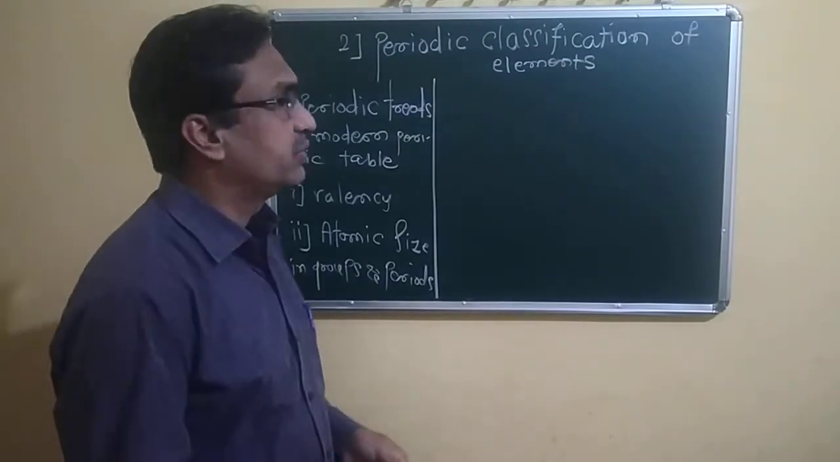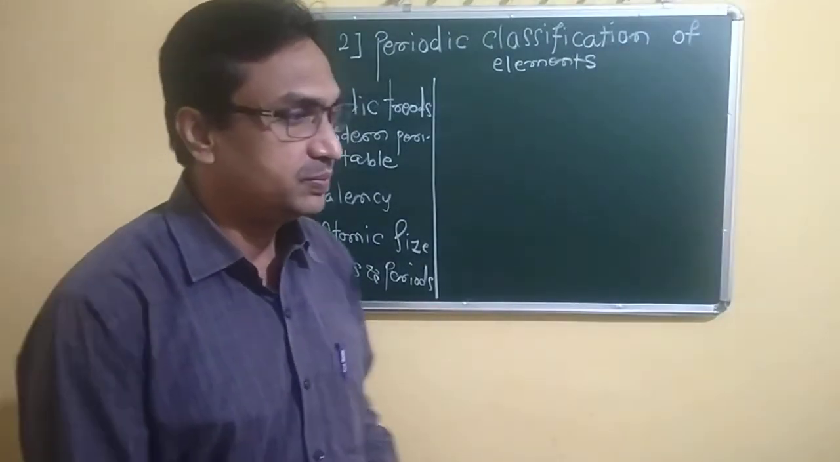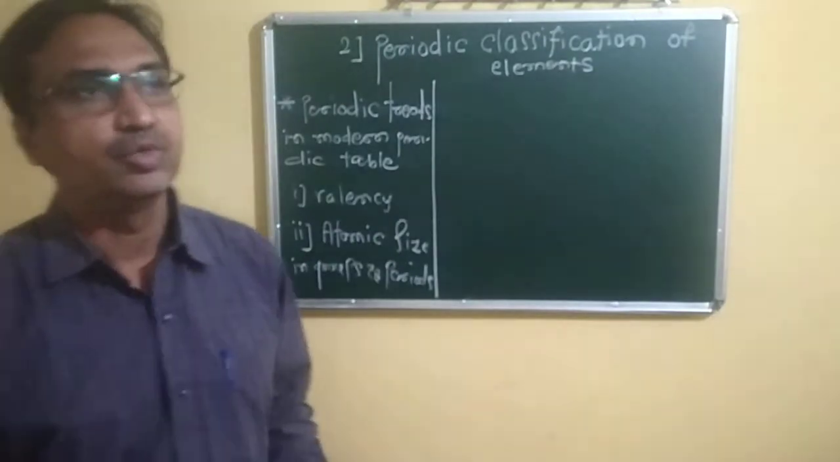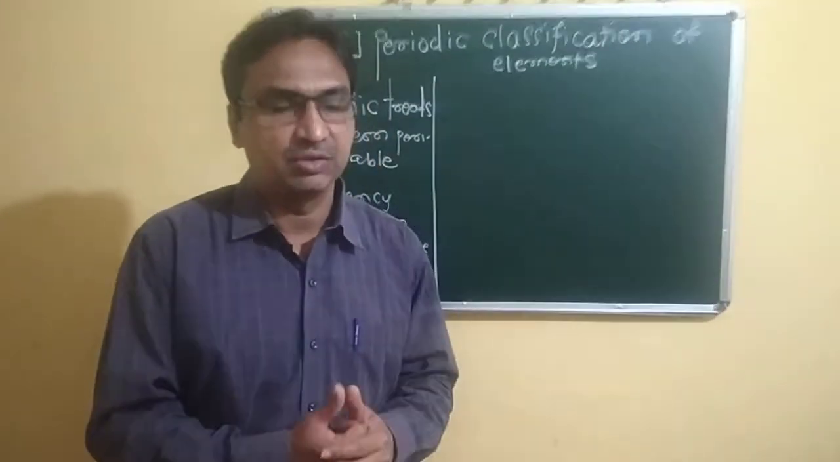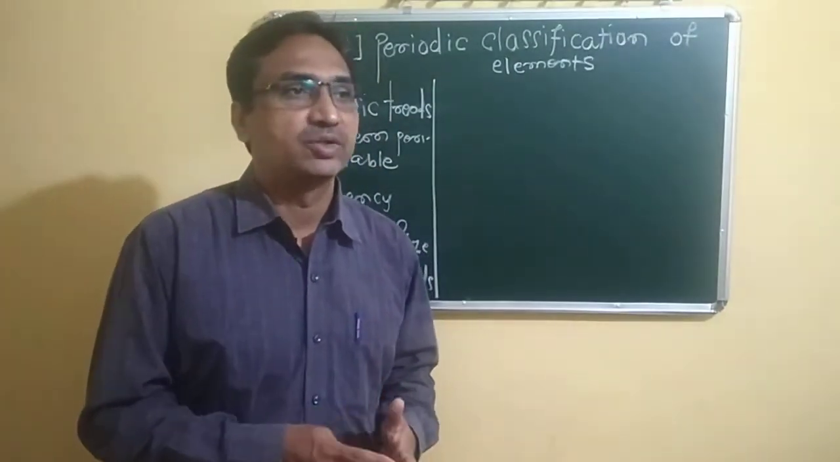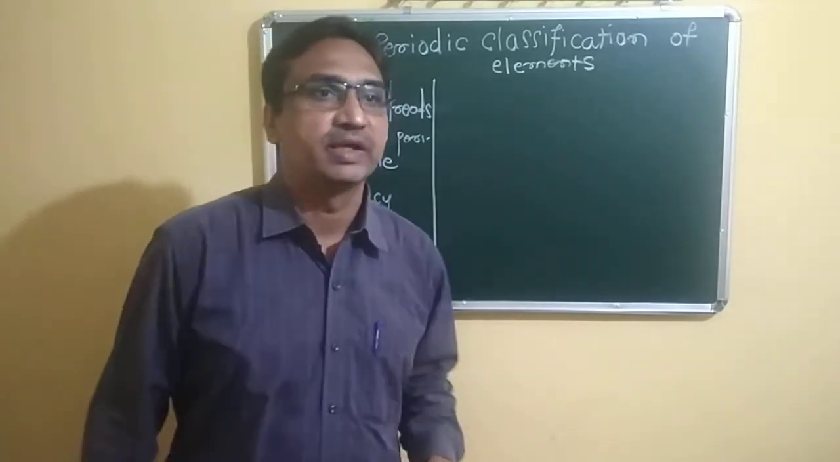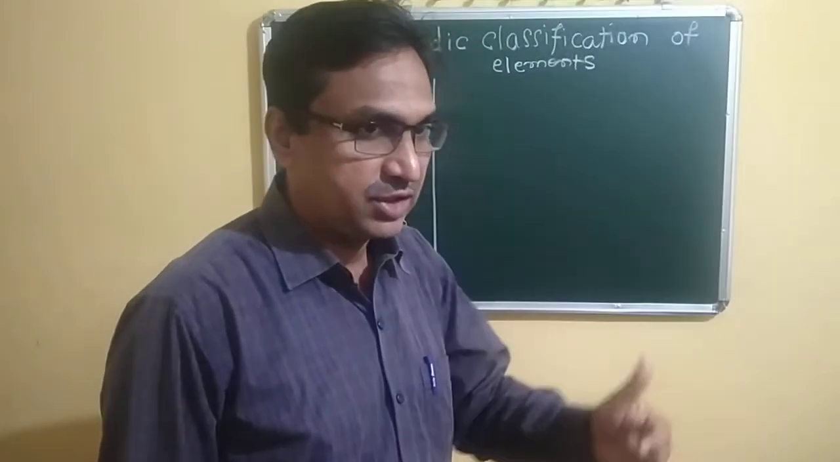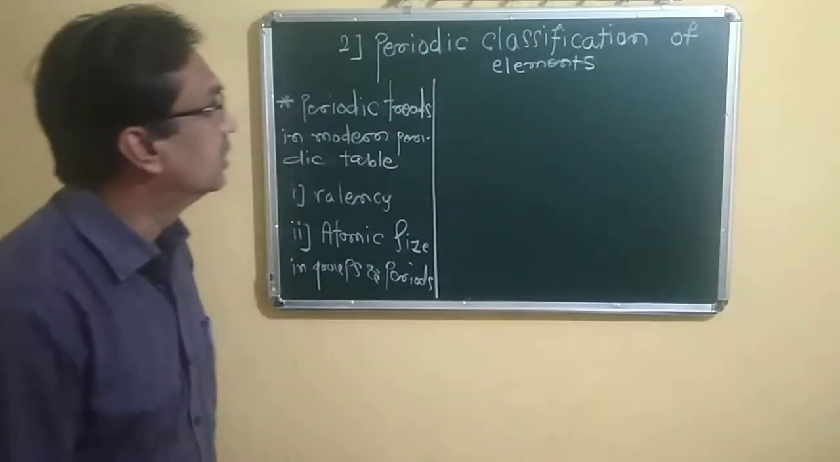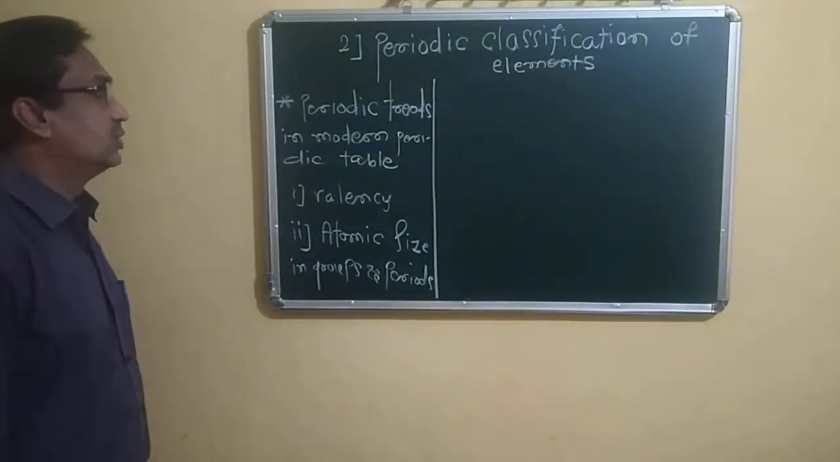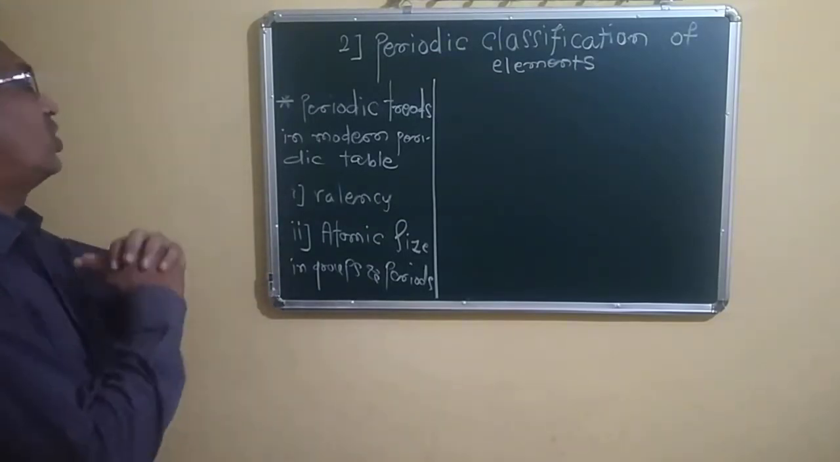In the last chapter we have seen the electronic configuration, and how groups and periods change, how the electrons in the last valence shell, in the outermost shell, change position in the modern periodic table. So we have to start the periodic trends in the modern periodic table.